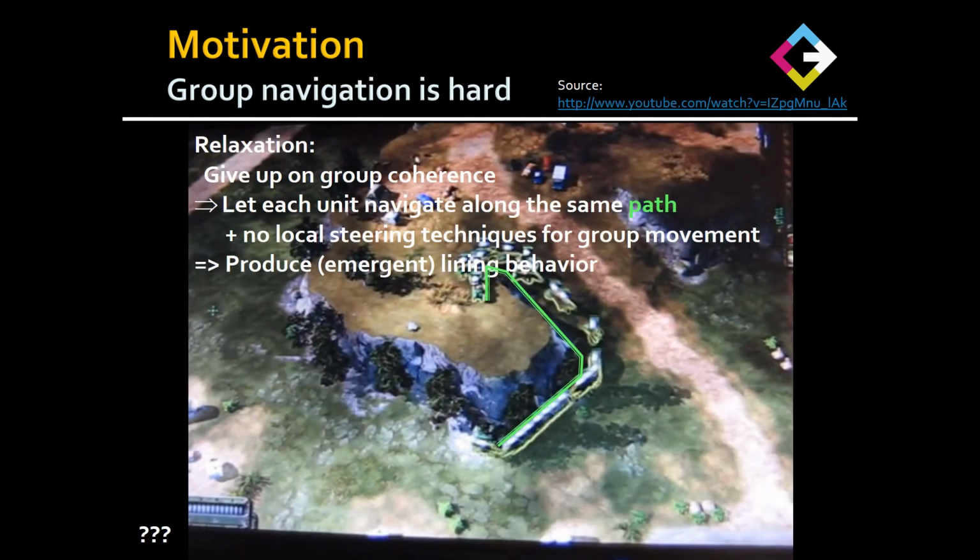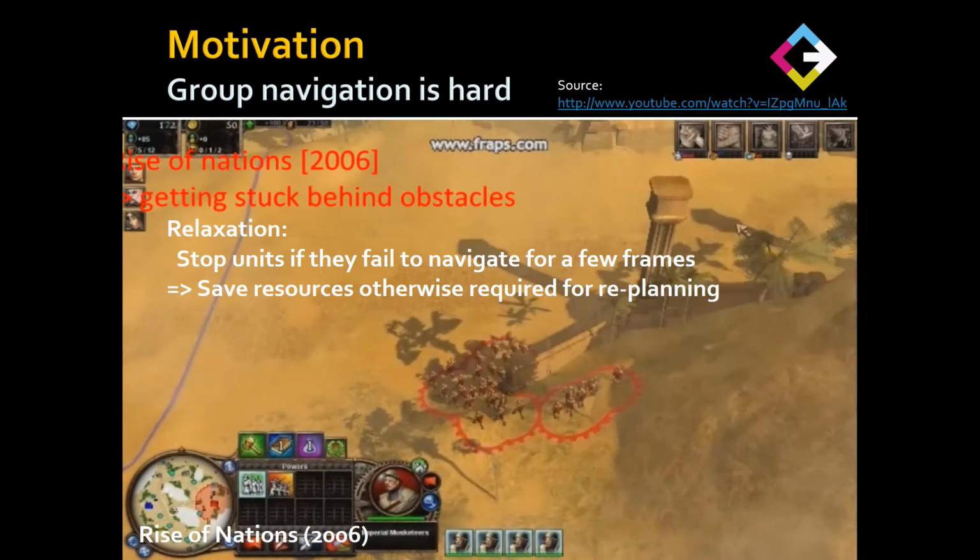I haven't played this one, but similar emergent behavior can be seen in many real-time strategy games around 2000. For instance, in StarCraft 1, Zerglings are doing the same. This happens when you assign the same path to every unit, and you do not use local steering techniques for the group movement. But maybe it's not a bad idea. If you actually use those steering techniques and you parameterize them wrong, it can backfire.